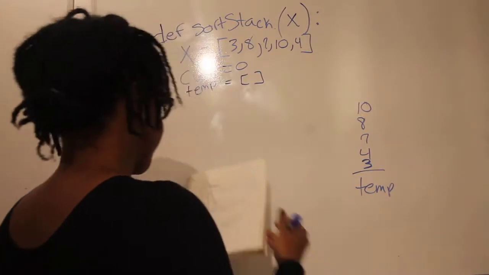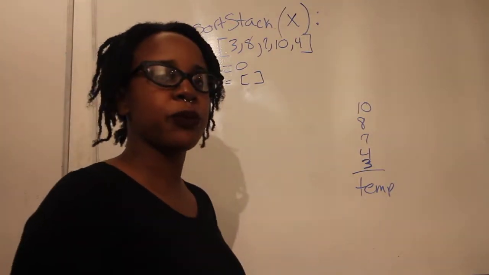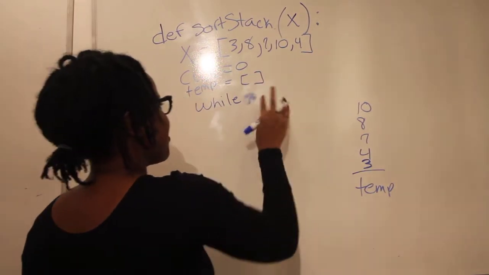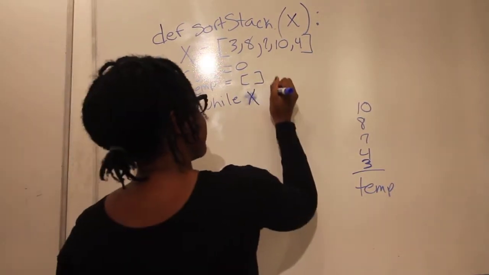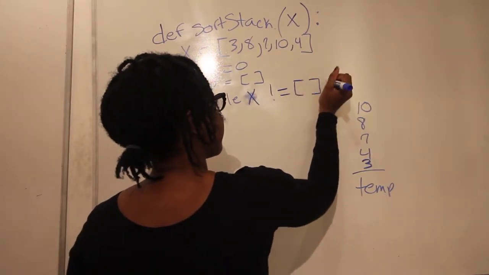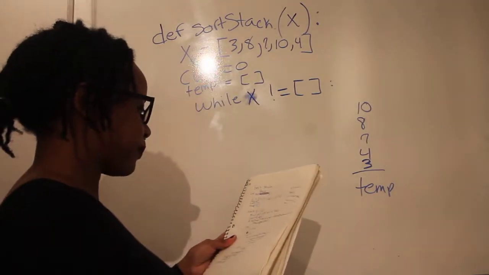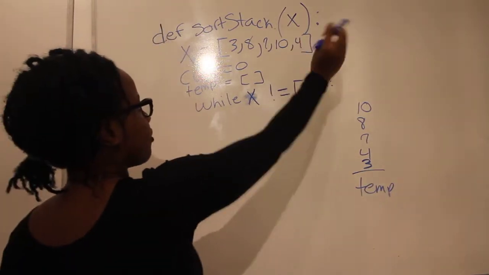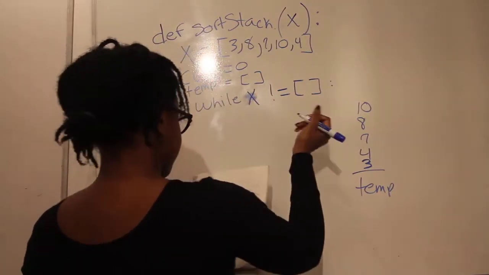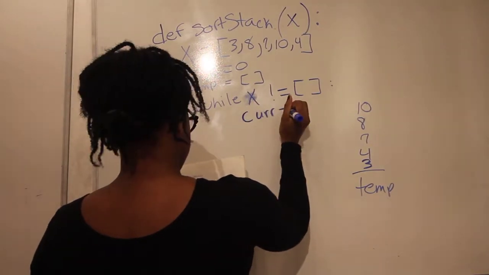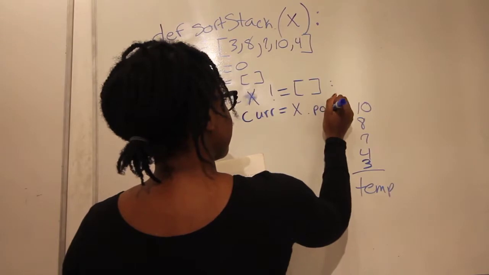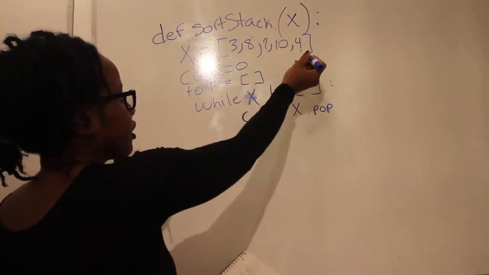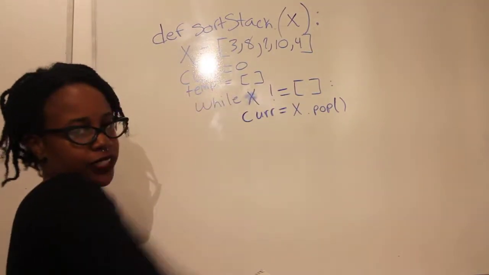Okay, I don't have pretty handwriting. So we want to do a while loop because we want to say while x is not empty. So while it's not empty, we're gonna make cur pop off the end of the stack. So it's gonna pop off 4 first, right? So while it's not empty, current equals x dot pop. So current is gonna equal 4, right? And this is a built-in Python function.